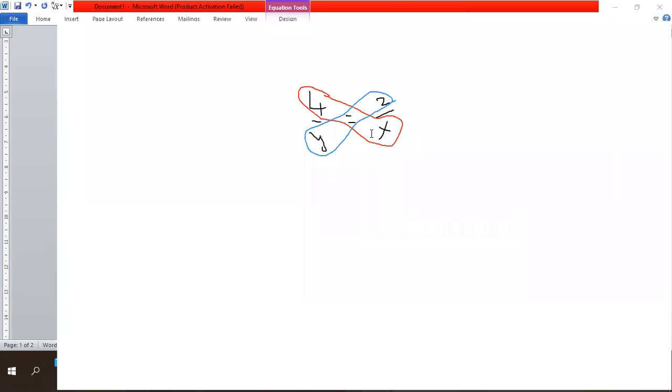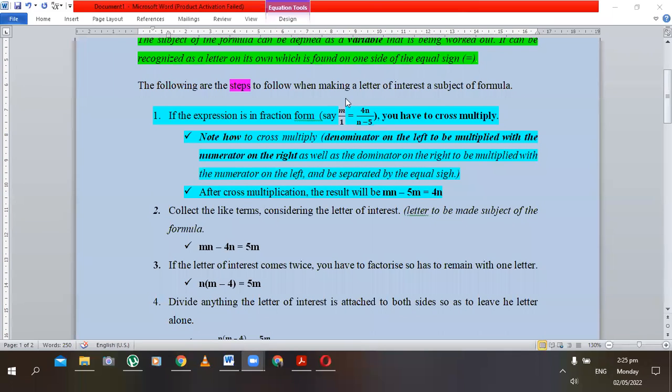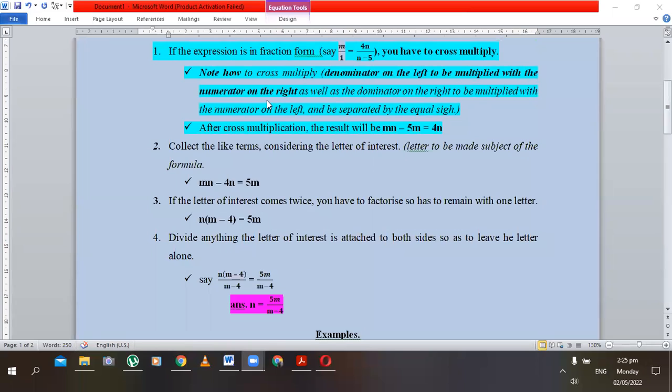So let's get back now to our business. These are the steps that we follow. If you multiply this expression that we have here, the resulting solution will be mn minus 5m is equal to 4n. That's just the first step, cross multiplying. Step number 2, what do we need to do? We need to collect the like terms.